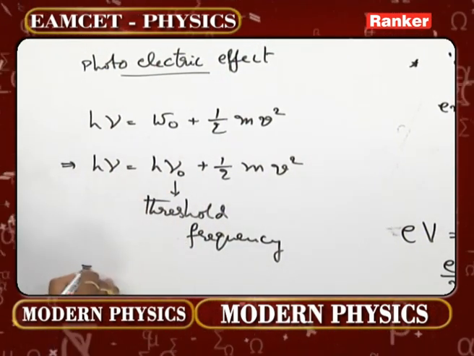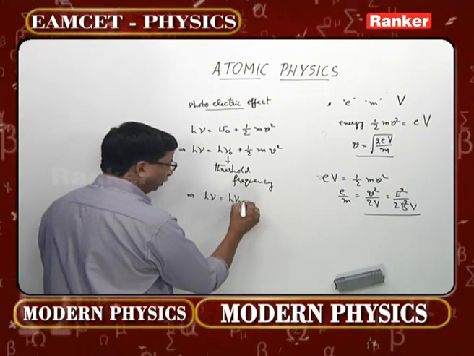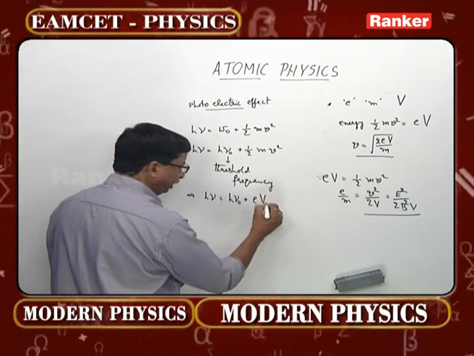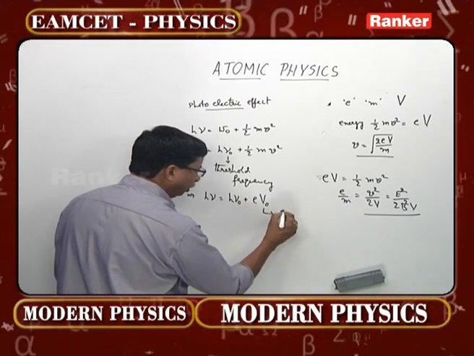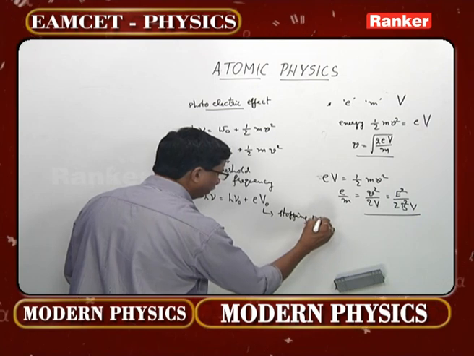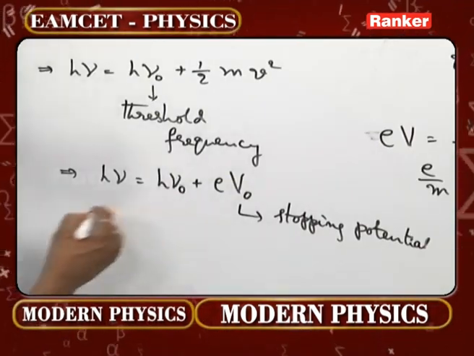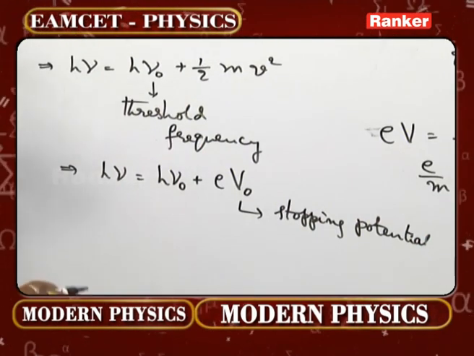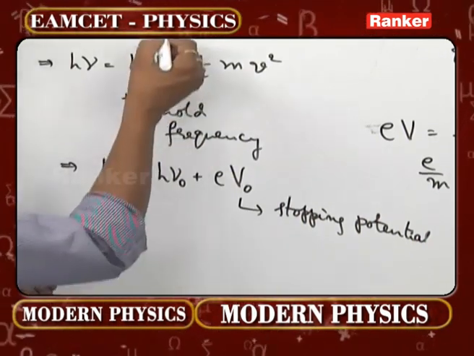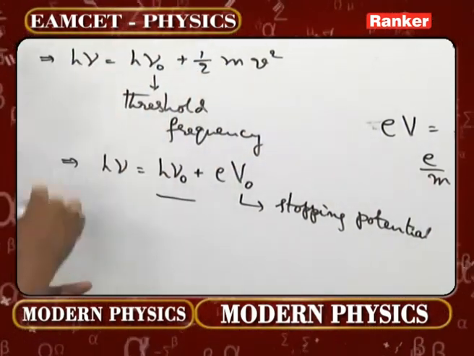The same equation can even be rewritten this way, h nu is equal to h nu naught plus e V naught. This V naught is called stopping potential. This is one more formula you just have to remember. So, stopping potential is directly proportional to the frequency over here. So, that is another relation you have to remember. In fact, these are the cases you have to take up.